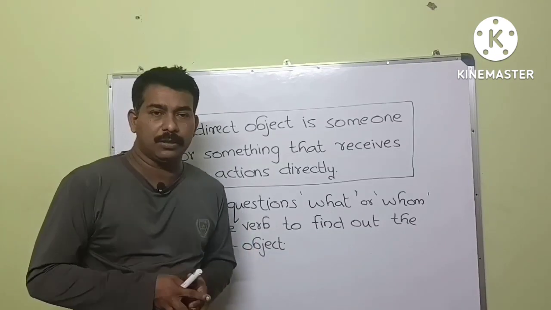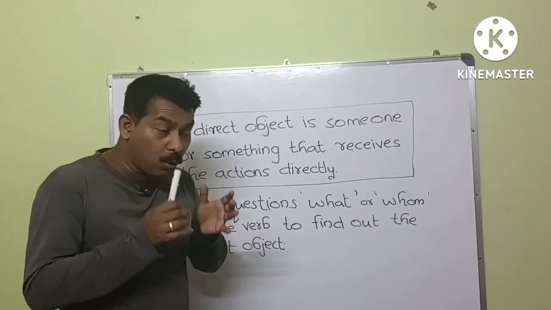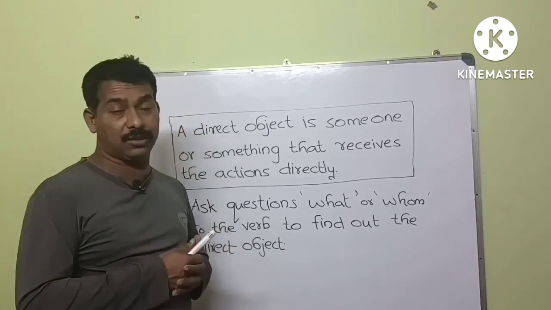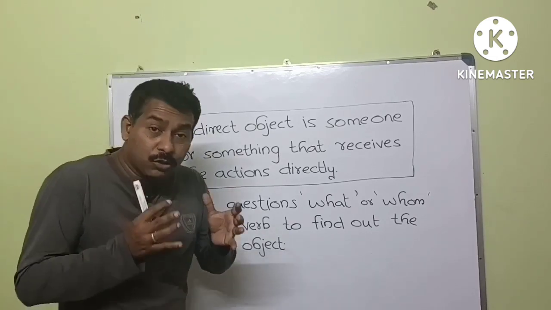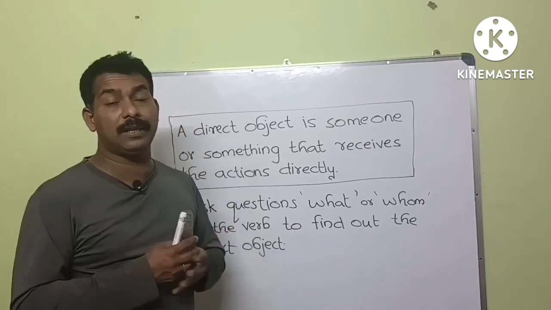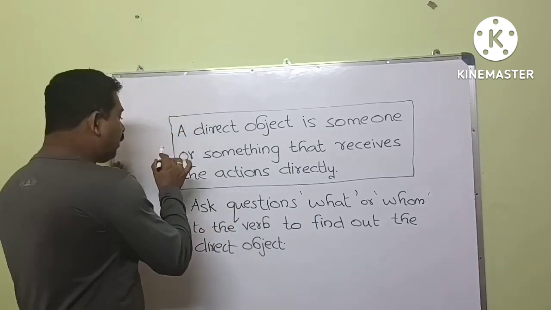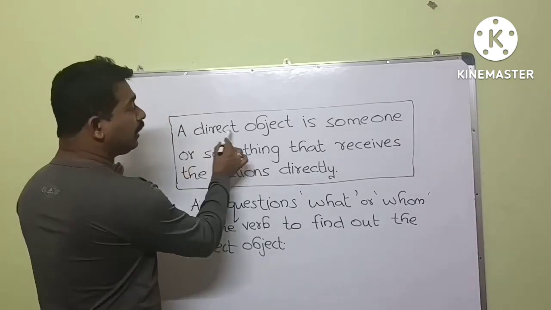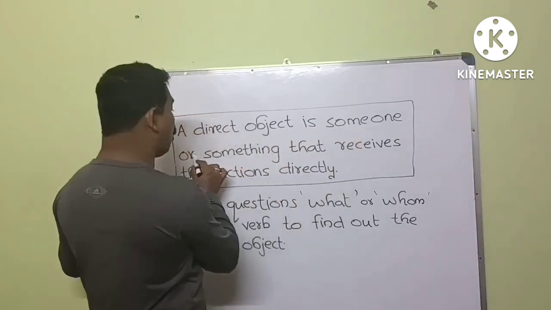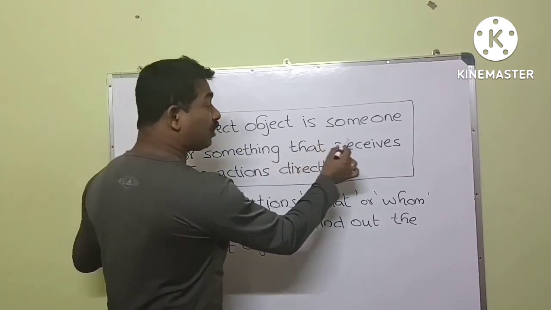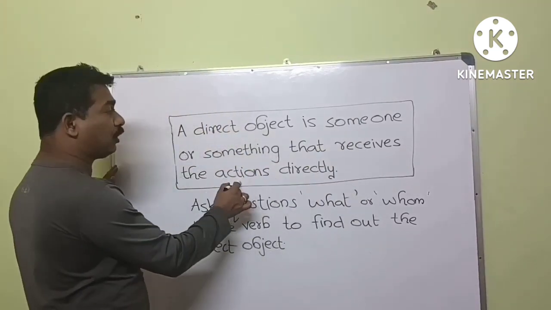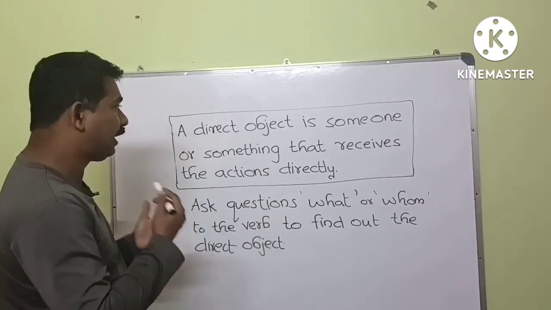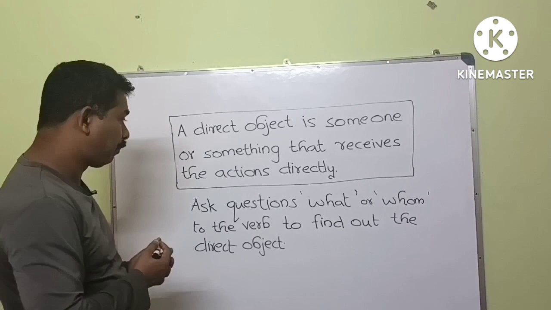In the previous examples, we could see that the objects receive the actions of the subjects directly. Such objects are called direct objects. Then we have the definition of a direct object. A direct object is someone or something that receives the actions directly. How can we find out the direct object in a sentence?